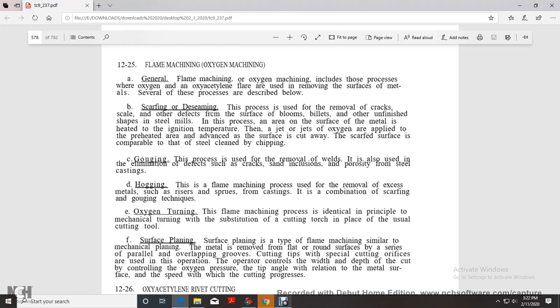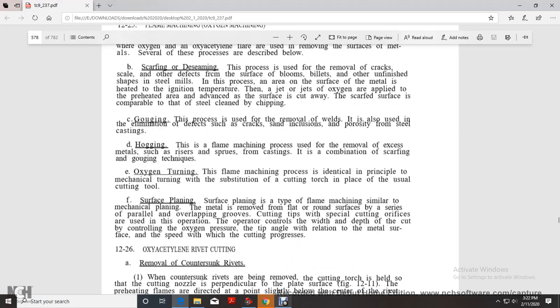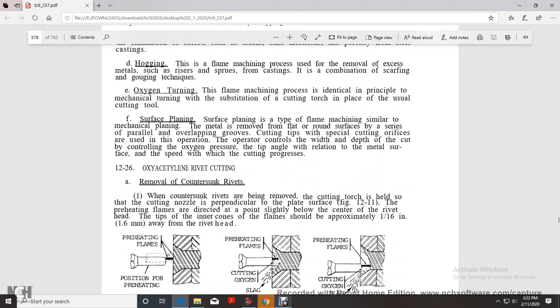Oxygen turning with the flame machine is identical to the principle of mechanical turning, with a substantial cutting torch in place of the usual cutting tool. Surface planing is the type of flame machining similar to mechanical planing. Metal is removed from a flat surface in a series of parallel overlapping grooves cut by the tip of a special cutting orifice. In operation, operators control the width and depth of the cut by controlling the oxygen pressure, tip angle in relation to the metal surface, and the speed with which the cutting progresses.